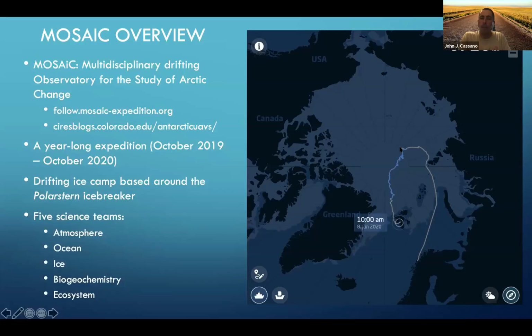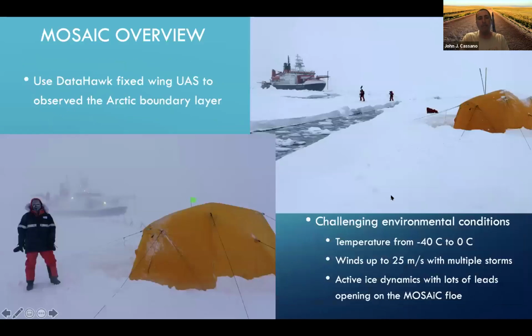This map on the right, the blue track shows where the icebreaker was frozen into the Arctic ice pack last October, and then it drifted with the sea ice until April, the end of this blue track, and then it sailed out to Svalbard to exchange crew, and then came back and finished its drift out of the ice. Gina and I were on the expedition from about here, almost its most northerly point, until the end of this blue track. And so we used these Data Hawk unmanned aircraft to observe the Arctic boundary layer in the high Arctic at the end of the winter.